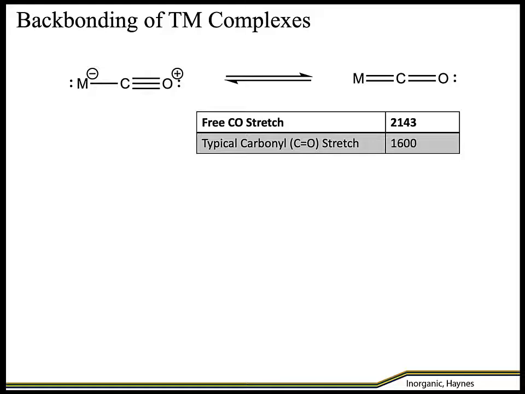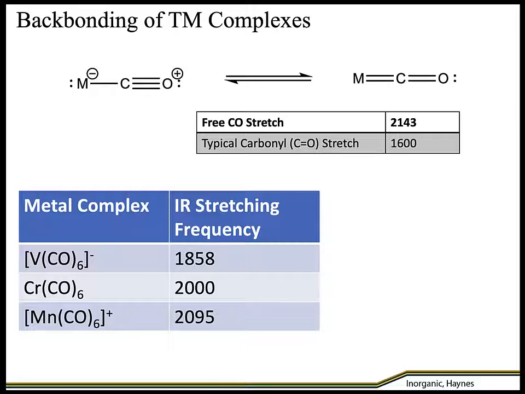And so if we're going to look at carbon monoxide, right, C triple bond O, the free CO stretch for a free molecule of carbon monoxide is about 2143 wave numbers. However, a typical carbonyl stretch, a CO double bond, is somewhere around 1600. So we can actually study these metal carbonyl complexes and look for these CO stretches to describe the degree of backbonding. So here we have an isoelectronic series of the vanadium carbonyl, the chromium carbonyl, and the manganese carbonyl.